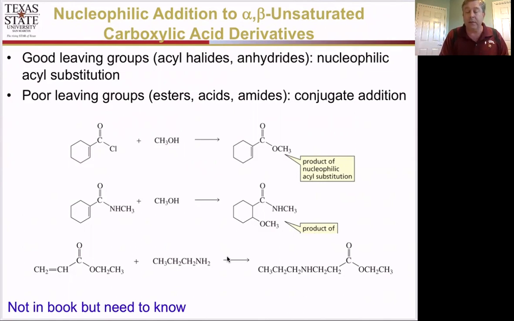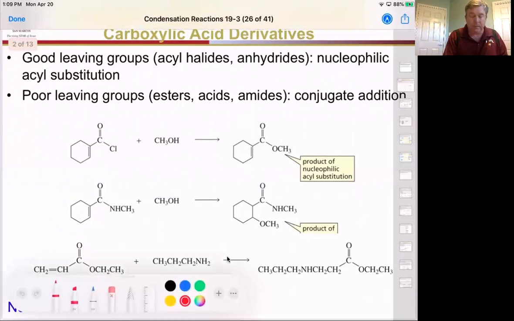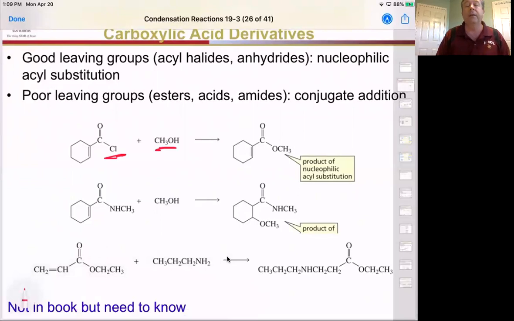So for example, in this first reaction here, we have an acyl halide that can then interact with methanol to not affect our unsaturated portion here, our alpha beta unsaturation, but actually do addition on the carbonyl to give us an ester instead. This can be done a lot of different ways, but the fact that it has a good leaving group allows it to do this.